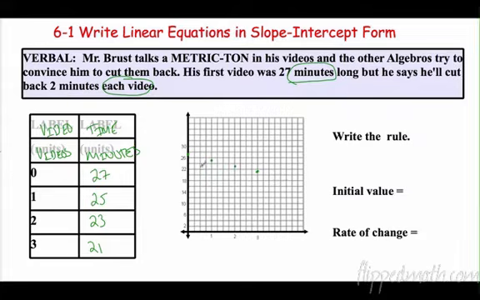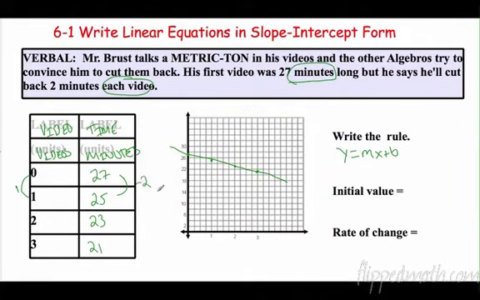And we graphed lines last time. So we need to write a rule. Now remember our rule, y equals mx plus b. m stands for our slope, our rate of change. Let's go fill that in. Well, what is our rate of change? Every one video, it goes down 2.